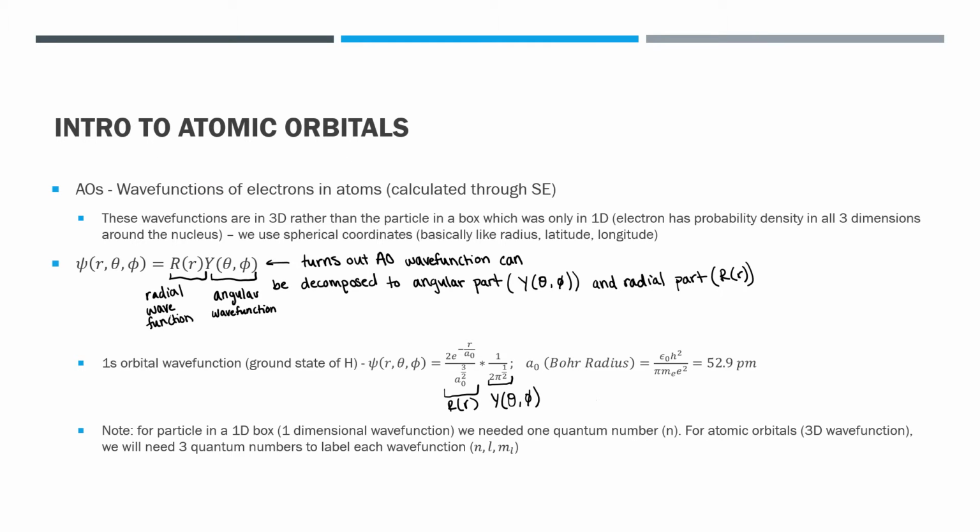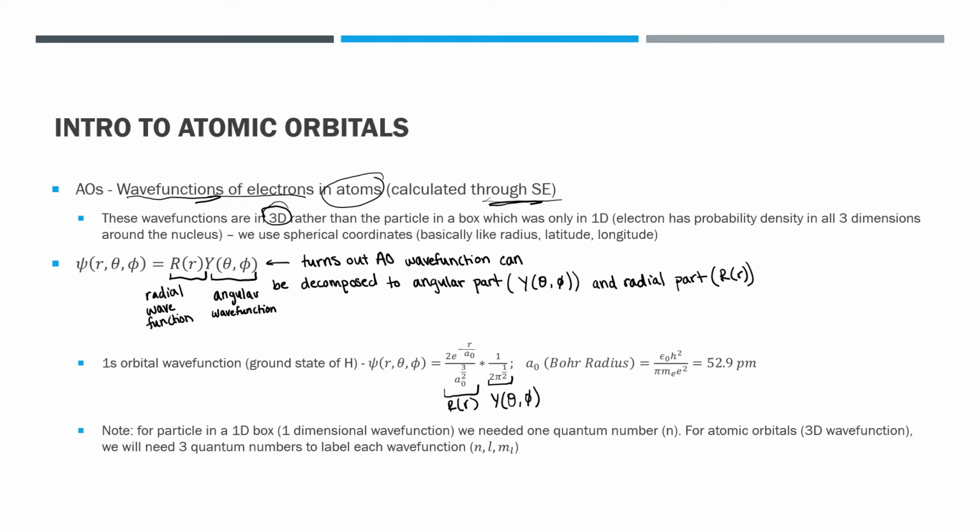Now I just want to talk about what atomic orbitals actually are. So atomic orbitals are wave functions of electrons in atoms, right? We've talked about wave functions of electrons when we're looking at an electron in a particle in a box. We actually calculated that using the Schrödinger equation in a previous video. Now with atomic orbitals, we're looking at electrons in atoms and specifically their wave functions. And we calculate these atomic orbitals using the Schrödinger equation, but we don't actually have to know that deep into it for our purposes.